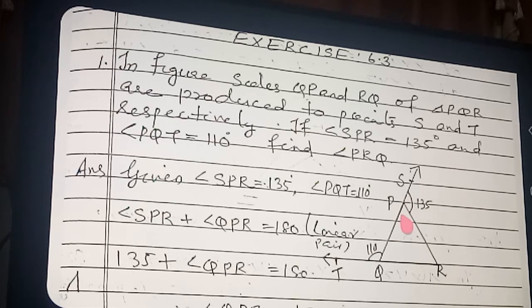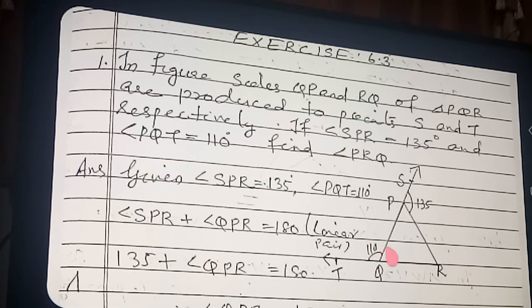Why are we finding this linear pair? So that you will get angle P, and from the other linear pair you will get the second angle Q. Now what do you want to find out? Angle R, or angle PRQ. Once you have these two angles, you can find this angle.